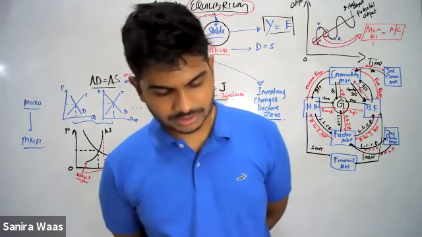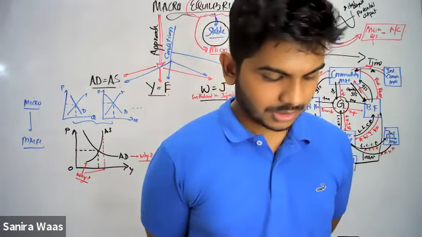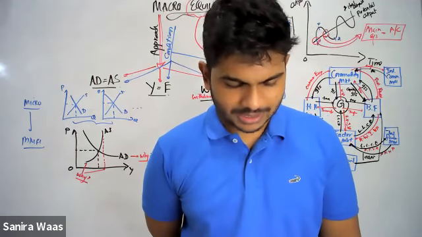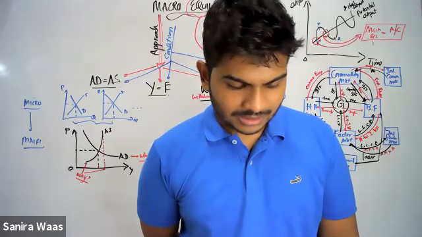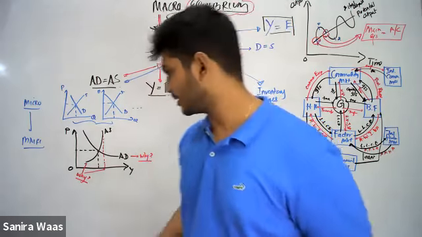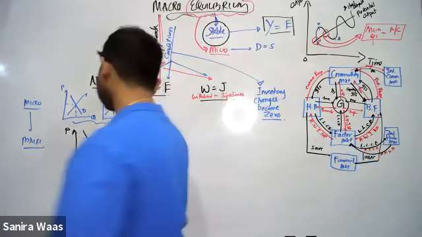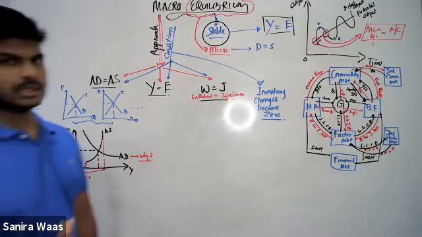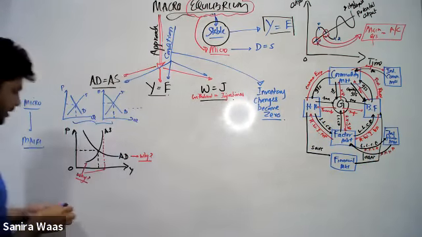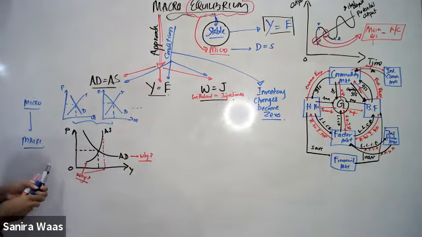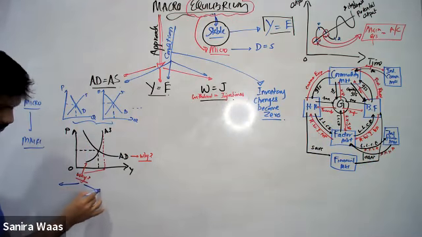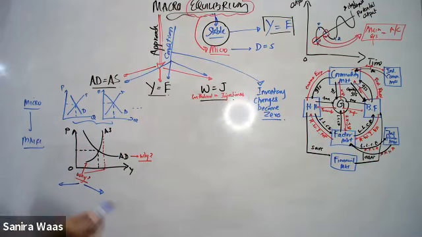Okay, answers are coming. So I have got answers for the shape of the aggregate supply curve. Here is the aggregate supply curve, why does this happen? Let's classify this aggregate supply curve into two parts. We can classify them based on short run and long run.